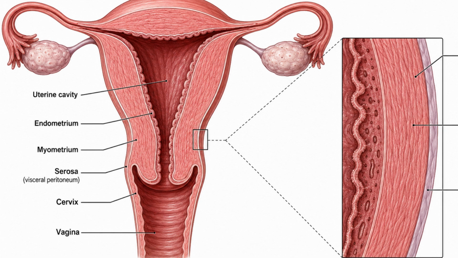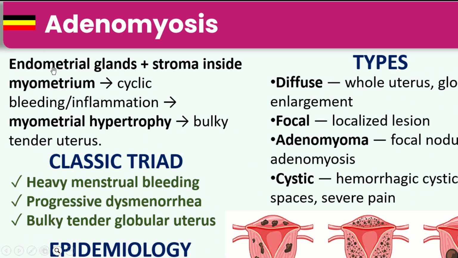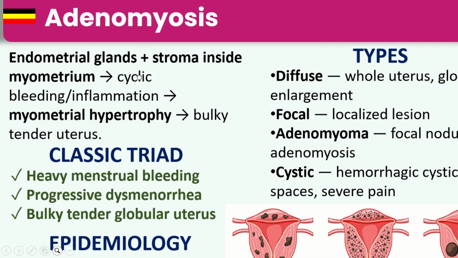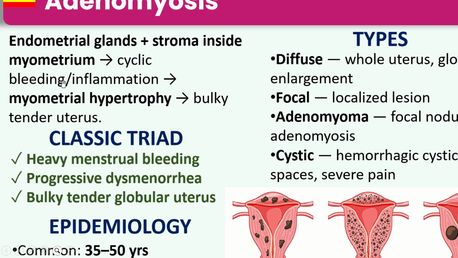So what happens is that when you have this endometrial tissue occurring within the muscle, we are going to have cyclic bleeding, and that bleeding is going to occur within the muscle. As the hormones fluctuate throughout the cycle, the endometrial tissue in the muscle grows bigger and smaller, and it bleeds inside the muscle, and that is going to cause a lot of inflammation. It's going to cause myometrial hypertrophy, which is growth of that area of the myometrium, and that leads to a bulky and tender uterus.